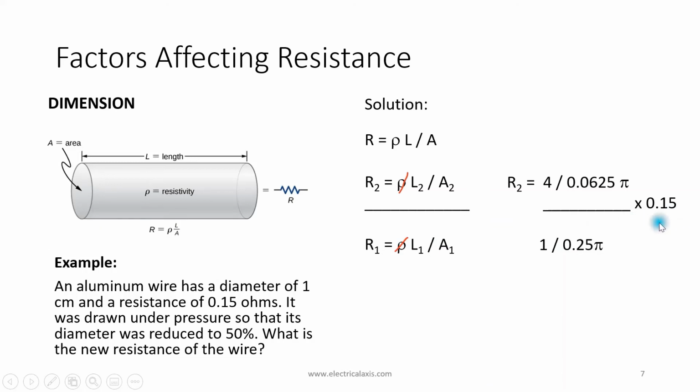So this is multiplied by 0.15 ohms as the original resistance. After calculation, we can get the value of 2.4 ohms as our final answer. What we notice here is that the reduction of the diameter into half results to the increase of resistance to 16 times. So notice that 0.15 multiplied by 16 is equal to 2.4 ohms.